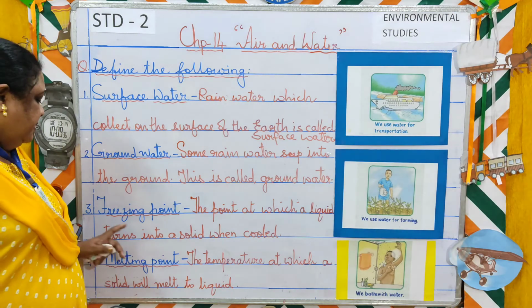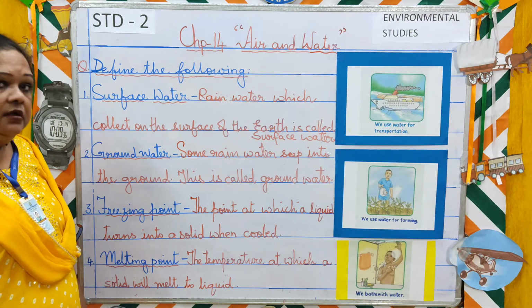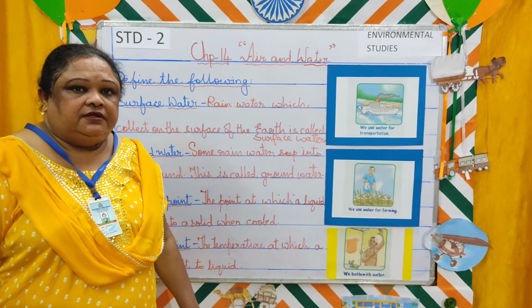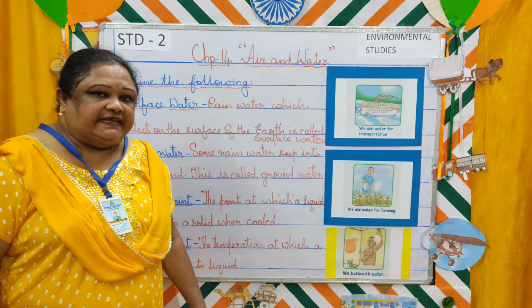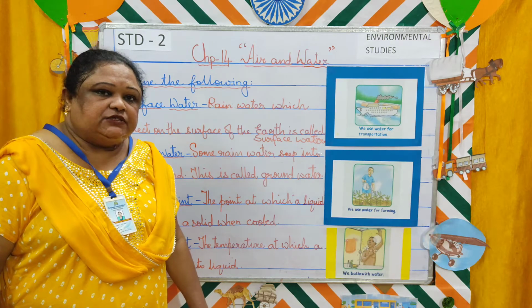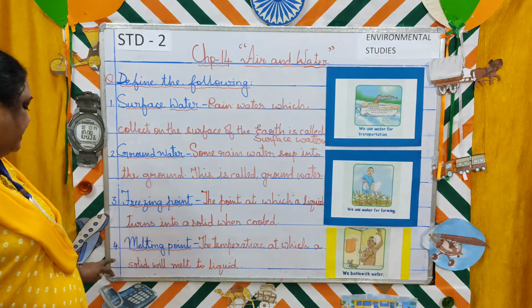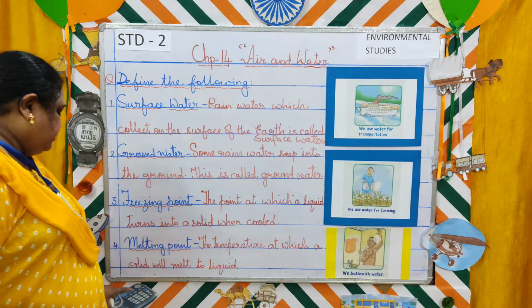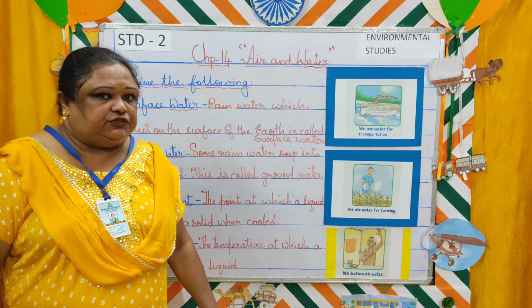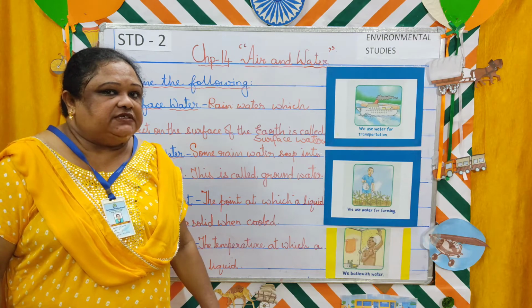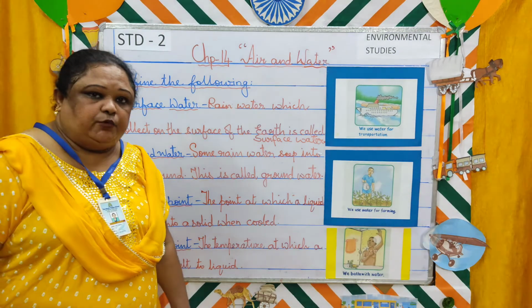Freezing point. Number 3, the point at which a liquid turns into a solid when cooled. When we put water into the fridge to change to ice and it solidifies in the fridge, this is called freezing point. When a liquid turns into a solid. And the last one, melting point. The temperature at which a solid will melt to liquid. When we take ice out of a fridge and keep it out for a long time, it changes into water. Explaining a solid turning into liquid.